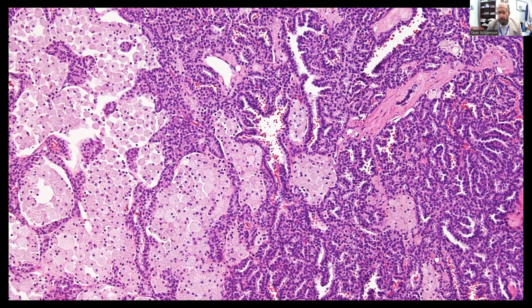But on the right side here, this very dark blue appearance are the actual cancer cells of a papillary renal cell carcinoma, and it looks a lot bluer, just as at your low magnification view. They look a lot more blue compared to a clear cell tumor.